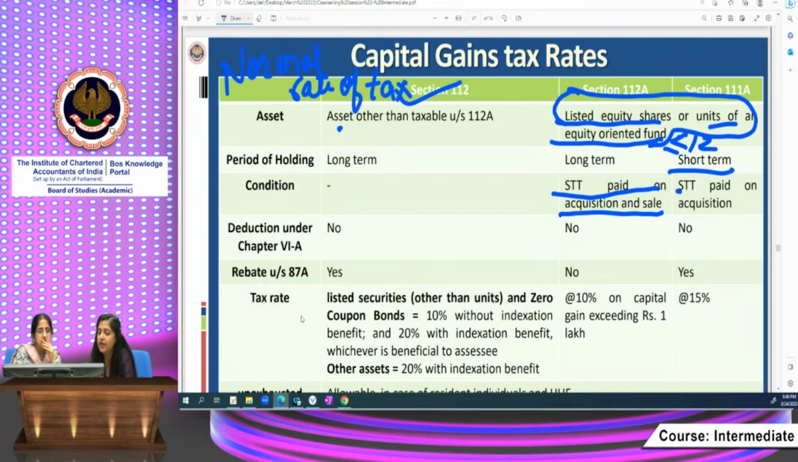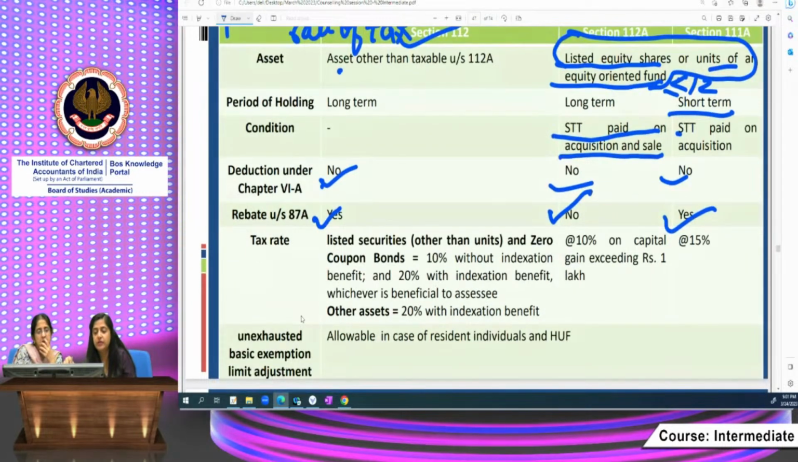Deduction, you will not get deduction under chapter 6A in respect of any of the above, so there will be no deduction from chapter 6A. Regarding the rebate, it is specifically denied that no rebate under section 87A would be available in respect of long-term capital gain taxable under section 112A. So it means if your income is taxable under section 112 and 111A, then you can claim the benefit of rebate under section 87A.